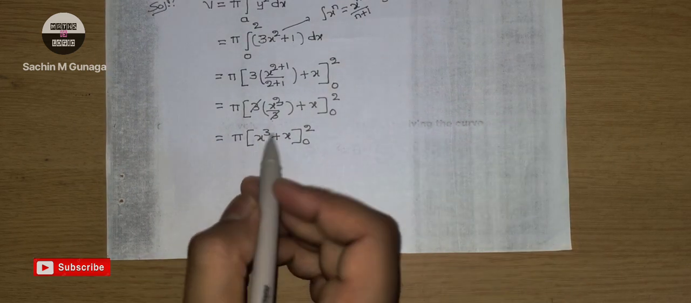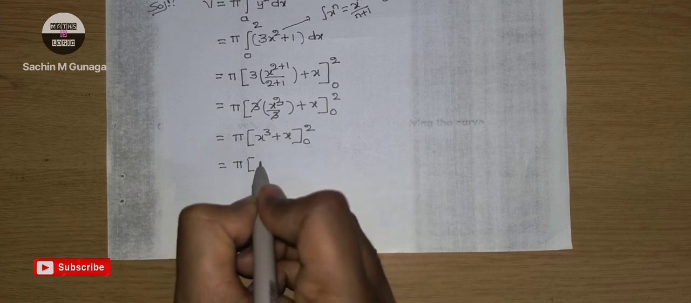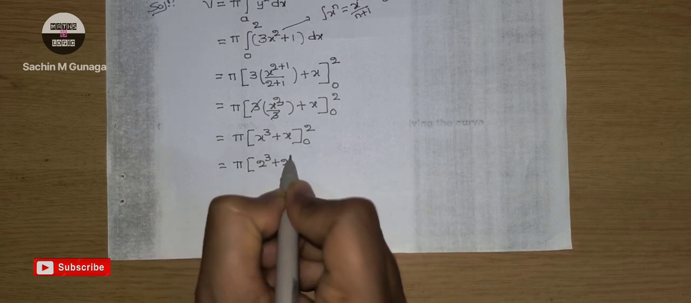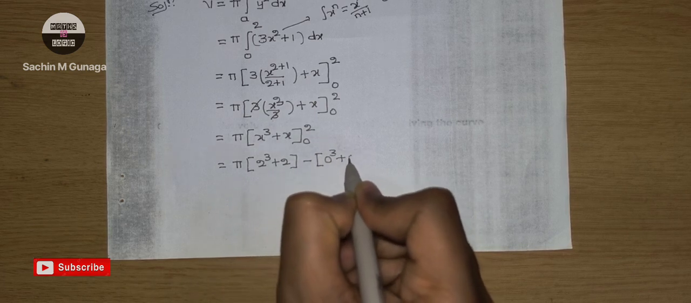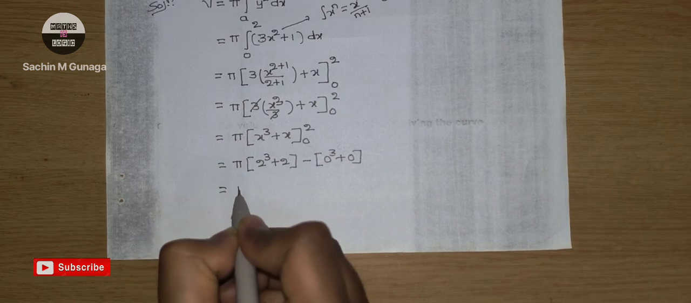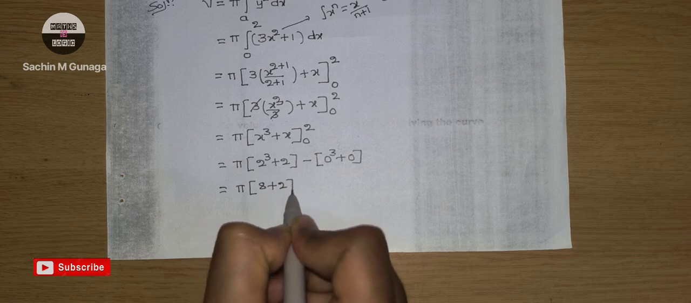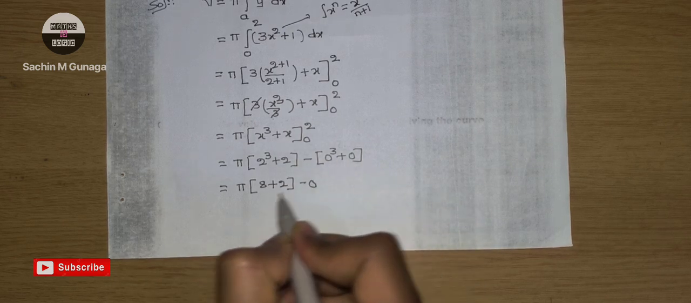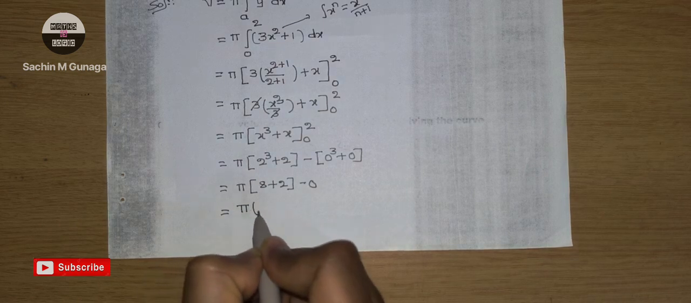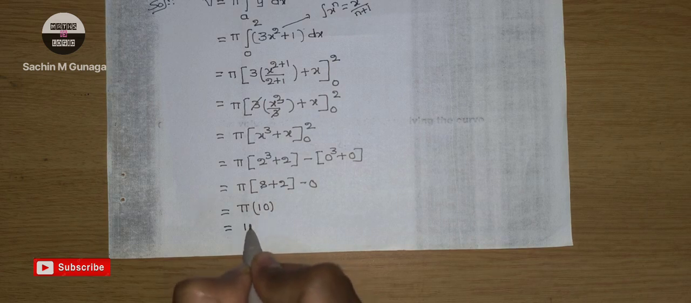Next, in place of x, first substitute the upper limit. So pi as it is, upper limit is 2, so 2 to the power 3 plus 2, middle minus sign, then lower limit 0 to the power 3 plus 0. Therefore it is equal to pi as it is, 2 to the power 3 is 8 plus 2 minus 0 to the power 3 is 0, 0 plus 0 is how much here? 0. Therefore it is pi into 8 plus 2, which is 10. Therefore the volume is 10 pi. Thank you.